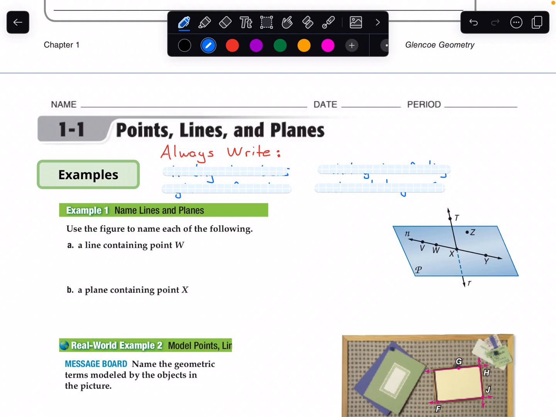Hello and welcome back to part 2 of section 1.1 of geometry. Let's now complete the example problems together.